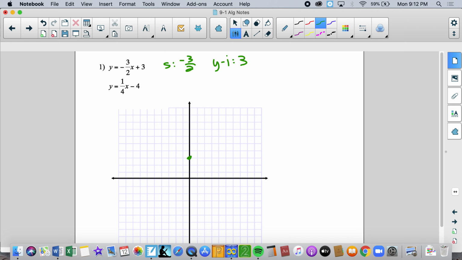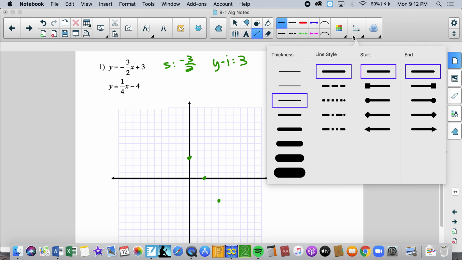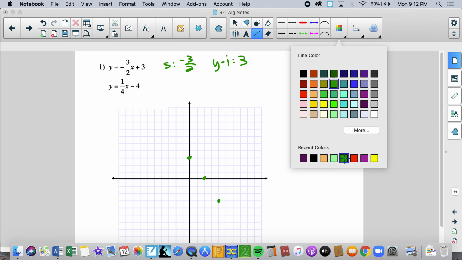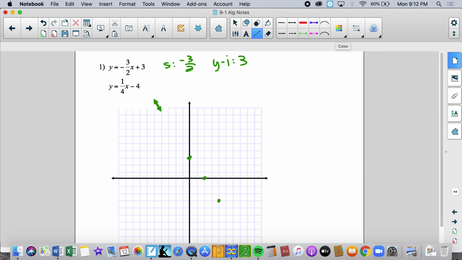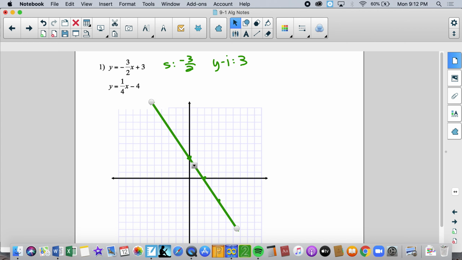So we'll go down 1, 2, 3 to the right 2. We'll make another point, down 1, 2, 3, right 2. And we'll connect those points, and we will color it green. And we have all of the solutions to this equation, the equation y equals -3/2 x plus 3. These are all the solutions. Now, is there a common solution with the other equation?